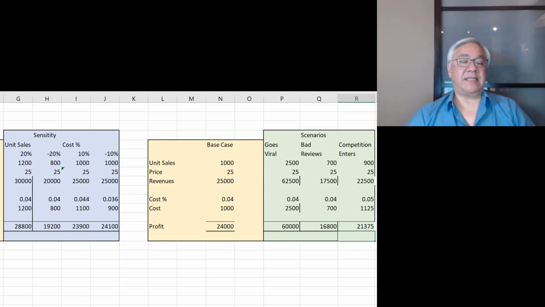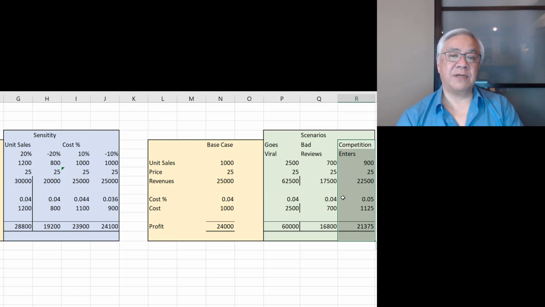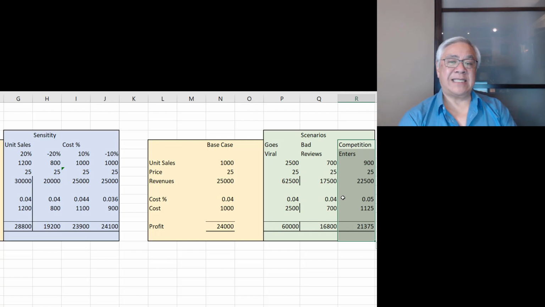So the difference between sensitivity analysis, where you take one variable and tweak it a little bit at a time to test just that factor, and a scenario, which could have multiple things changing, is illustrated most by the last item here. In the scenario of competition entering, we both take a hit in our unit sales and our cost structure goes up because they're starting to compete with us to buy raw material. So this is the difference between a scenario and a sensitivity.